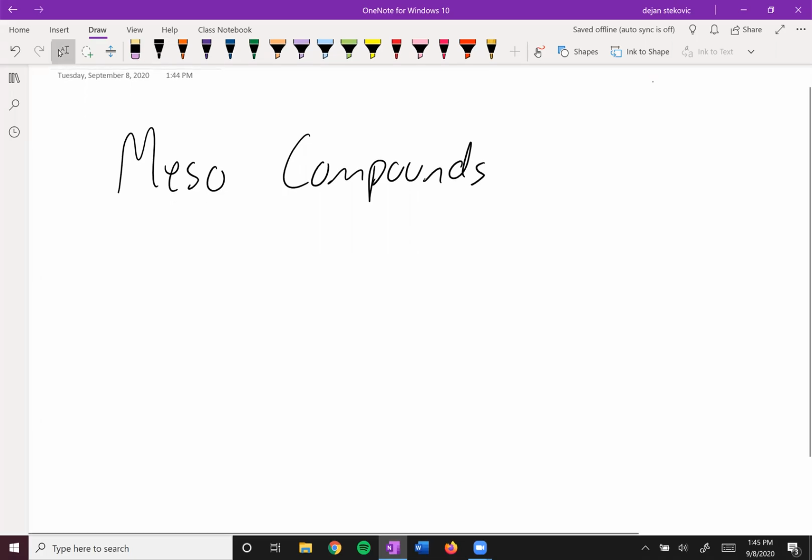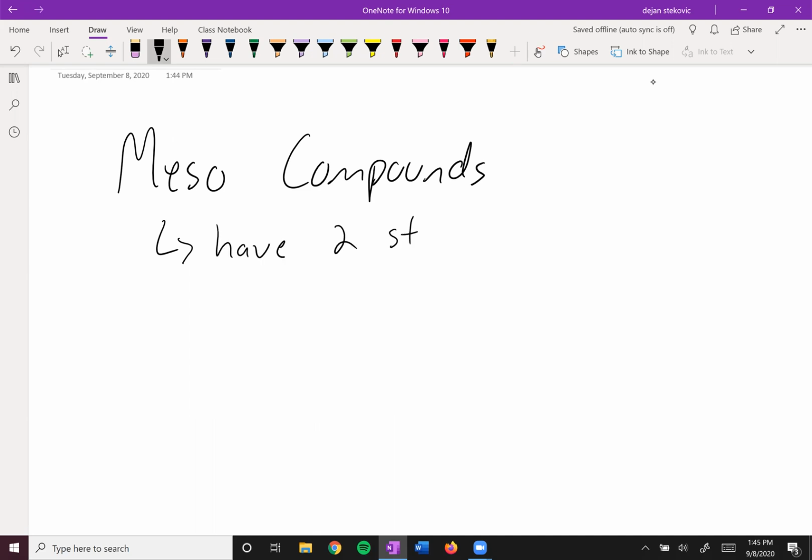All right, so last thing we're going to talk about is meso compounds. And so these guys are tricky. And so in meso compounds, you have two stereocenters, but no enantiomer.